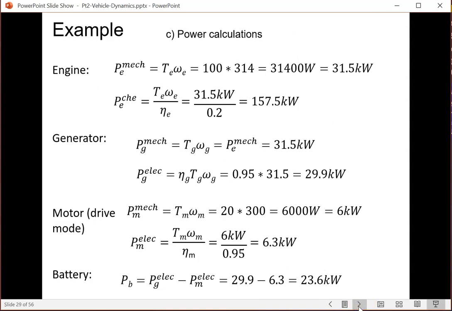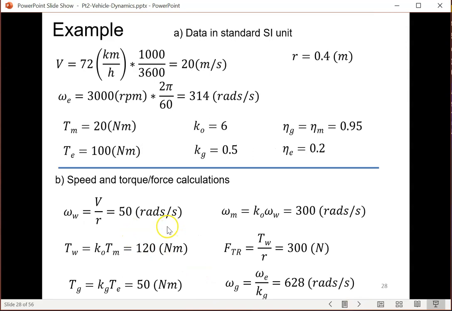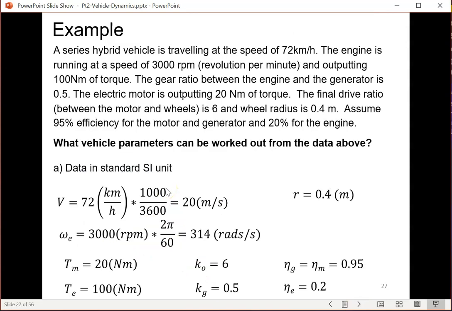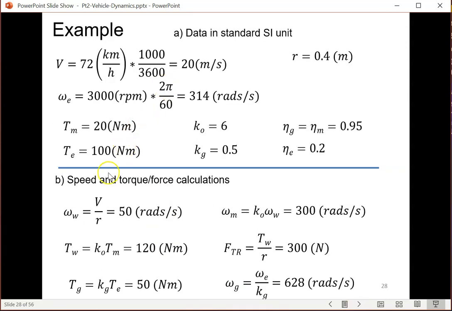So think about the engine. We know the torque, which is 100. We know the angular velocity, which we converted into... sorry, I skipped that one slide. I don't know why, but anyway, I just copied all the parameters down here. Okay, and now I start to do my calculations, starting with the speed and torque calculations.